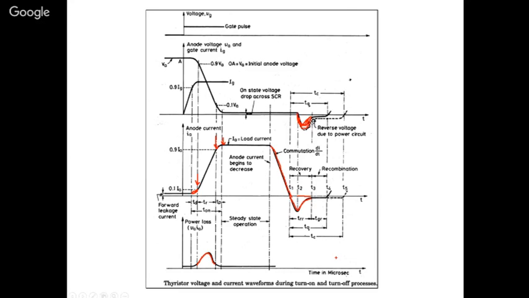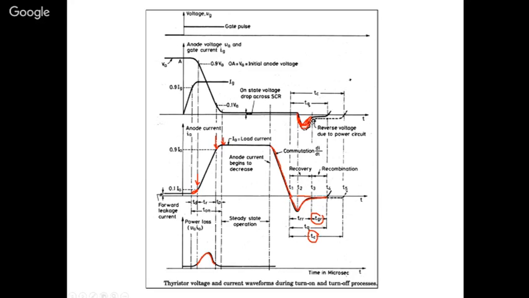Next is gate recovery. In the gate region also, some of the electrons will be locked there. So these electrons should also be flushed out. That is done during this T3 to T4. So that is the gate recovery. And at the end, you can see the TC, circuit recovery, because this is a gate circuit.